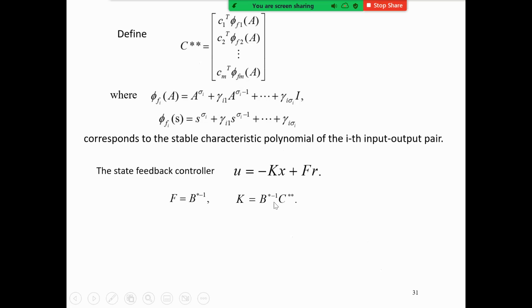Okay, you can say that in this final design, you keep the same B star, right? And then you just change the way you compute the C star. You'll get your design.